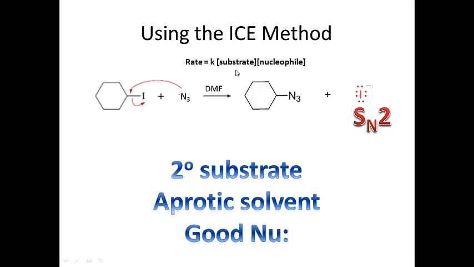And again, here's the rate law. Rate is k times the concentration of the substrate and the concentration of the nucleophile. And so because of that, we know that this particular mechanism was SN2.